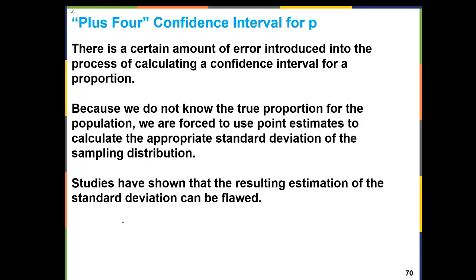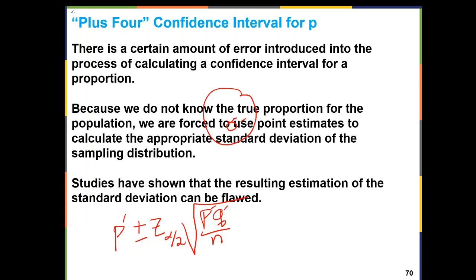We say p prime plus and minus z alpha over 2 times the square root of pq over n, but we don't have p and q, so we have to use what? P prime and q prime. Remember, if sigma was unknown, then what did we do when we took a sample? Well, we used S instead. So using S instead of sigma caused the problem, and the problem was that the distribution wasn't normal, so we had to use the T distribution, right?